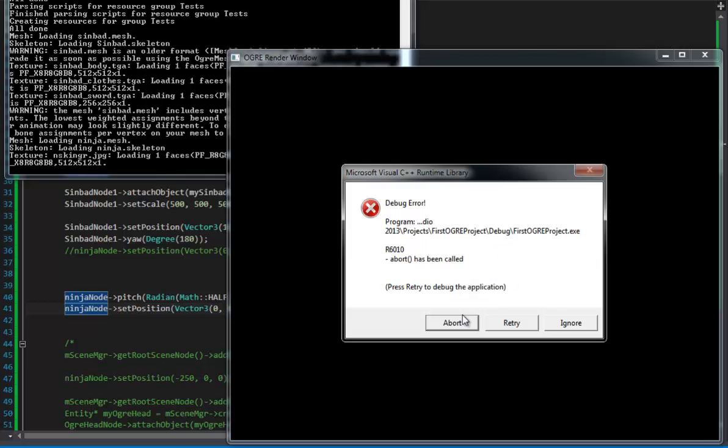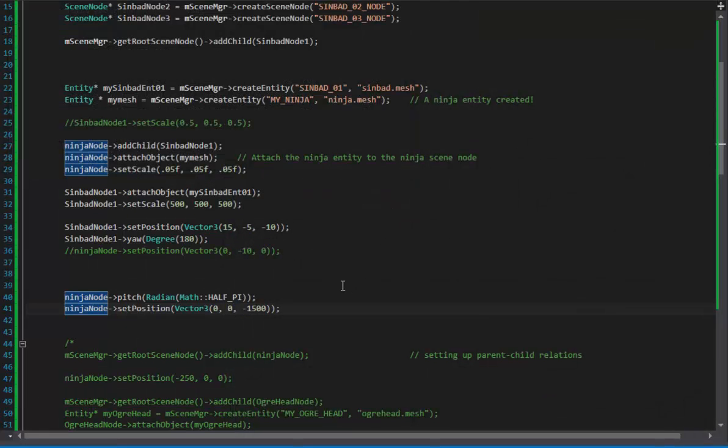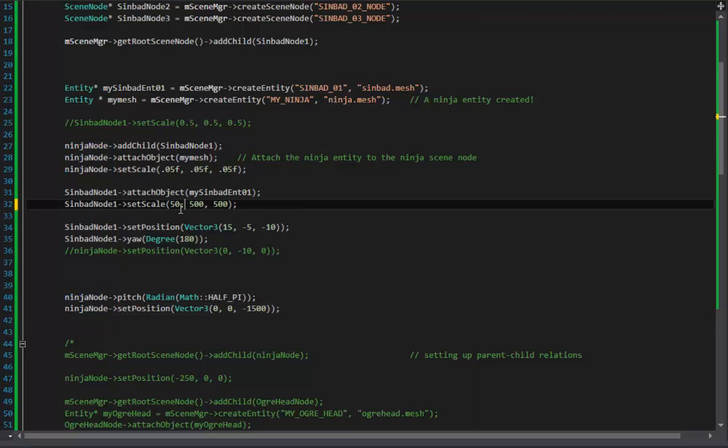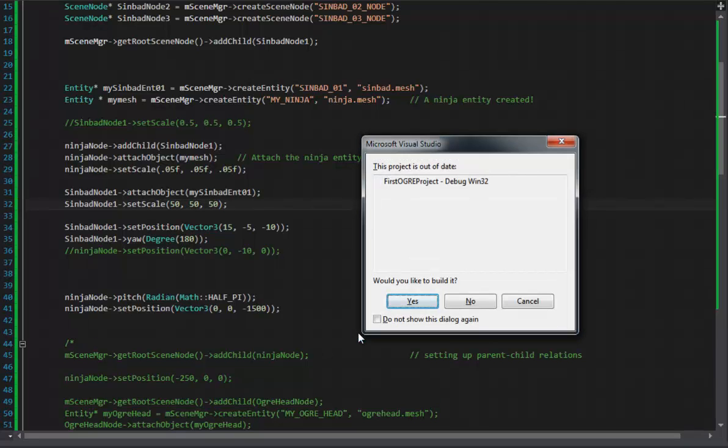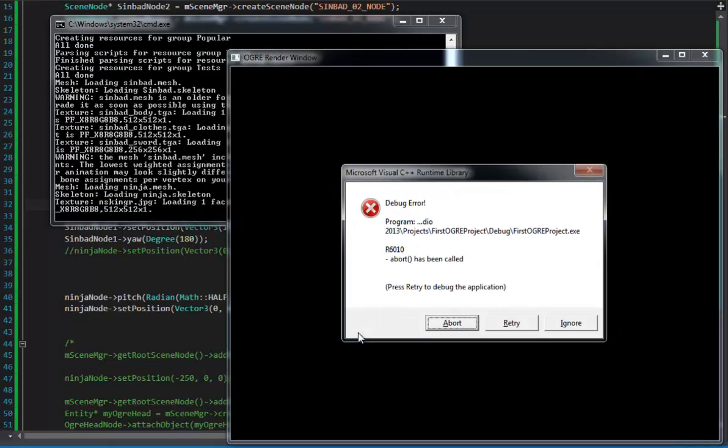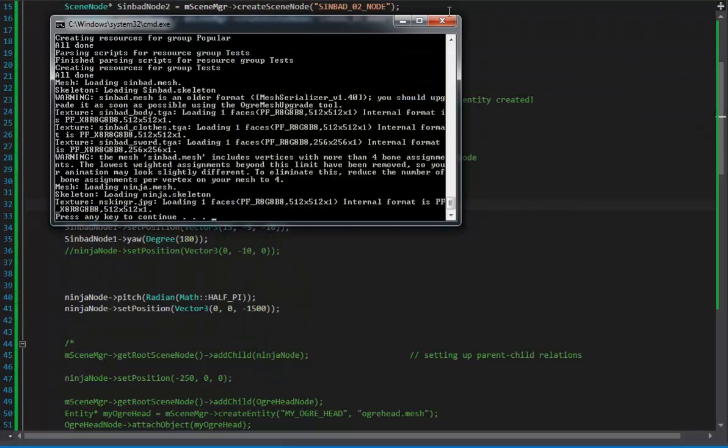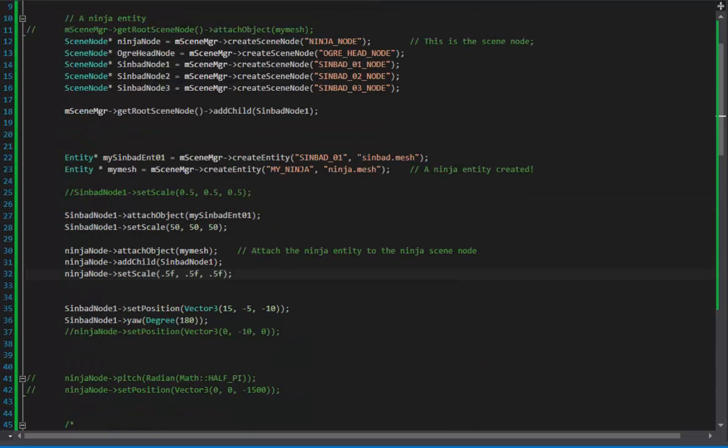Okay, I think that I misspelled one of the nodes. Sinbad node, ninja skill. Sinbad node 1. Was the size too high? Okay, let me debug this error and see what the problem seems to be. No, let me show you actually the problem. I hope that you also did a little bit of debugging.